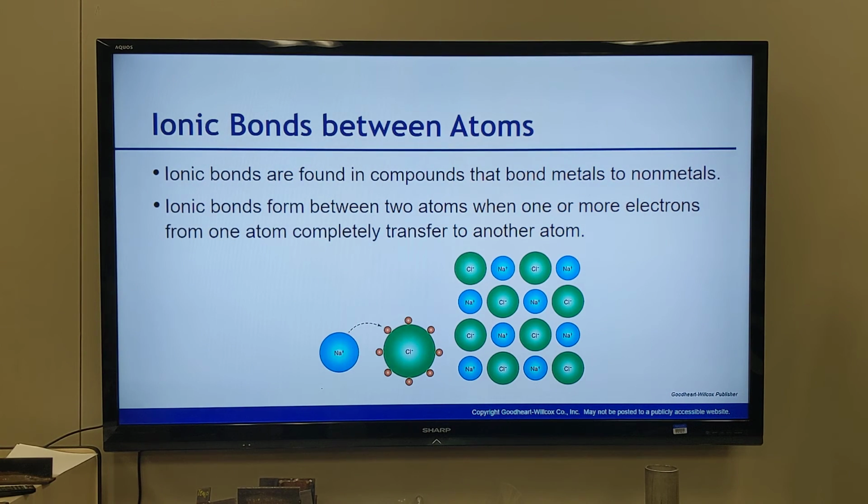These ionic bonds are found in compounds that bond metals to nonmetals. Carbon is a nonmetal. Iron is absolutely a metal. So this is how it happens. Ionic bonds form between two atoms when one or more electrons from one are completely transferred to another atom. And that's what we're talking about again, the positive and negative that keep on switching.